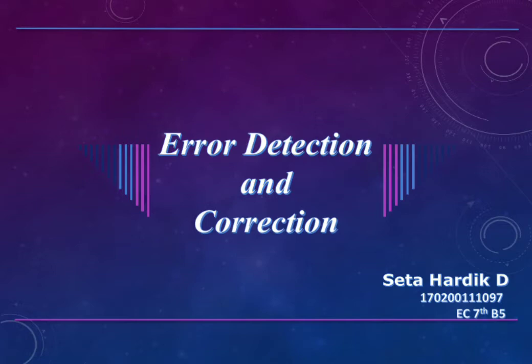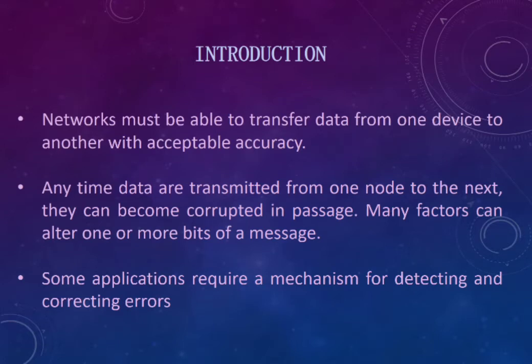Okay, so let's get some overview about our topic. Introduction. Networks must be able to transfer data from one device to another with acceptable accuracy. All error detection and correction schemes add some redundancy, or some extra data, to a message which receivers can use to check consistency of the delivered message and to recover data that has been determined to be corrupted.